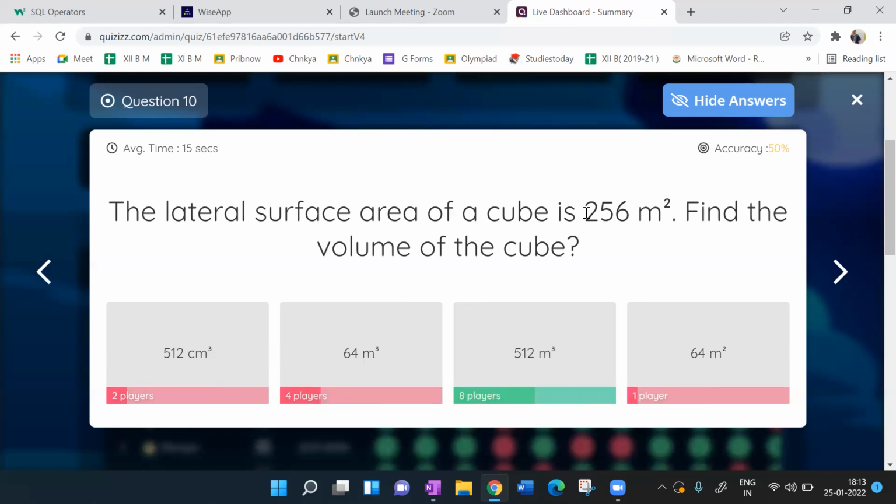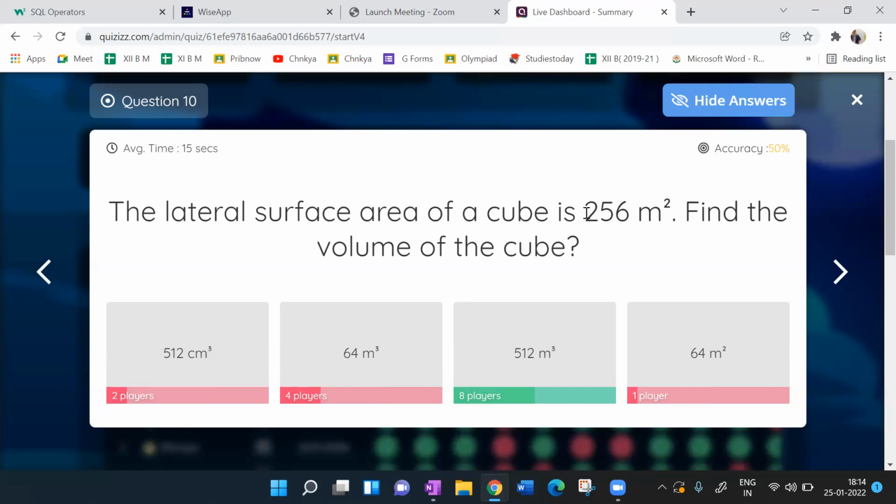Now find the volume of the cube. Volume of cube क्या होता है? Sir, I have a question. Sir, 256 equal to 4a square, then find a, then a cube. Absolutely. Lateral surface area is 4a square. So, yes, a will be 8. A will be what? 8. Yes, sir. 8 cube gives you 512.